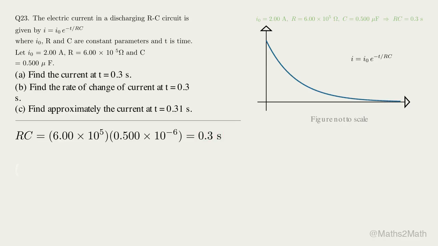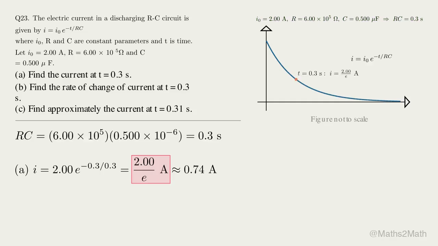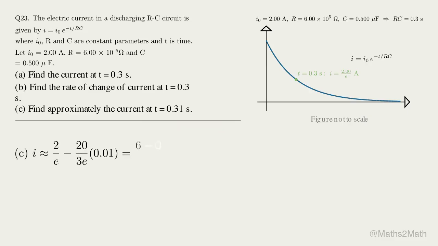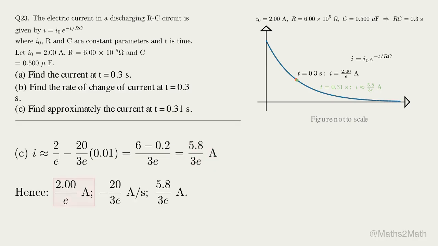0.3 seconds. At t equals 0.3 seconds, t by RC is 1. The current is 2 over e amperes, about 0.74 amperes. The rate of change is minus I naught over RC times e to the minus 1, minus 20 over 3e amperes per second. For 0.31 seconds, add the rate times 0.01. 2 over e, minus 20 over 3e times 0.01, which is 5.8 over 3e amperes. Hence, 2 over e amperes, minus 20 over 3e amperes per second, and 5.8 over 3e amperes.